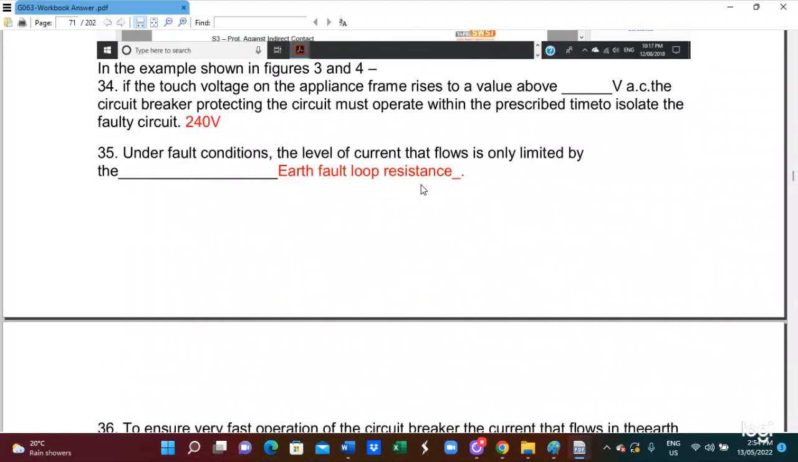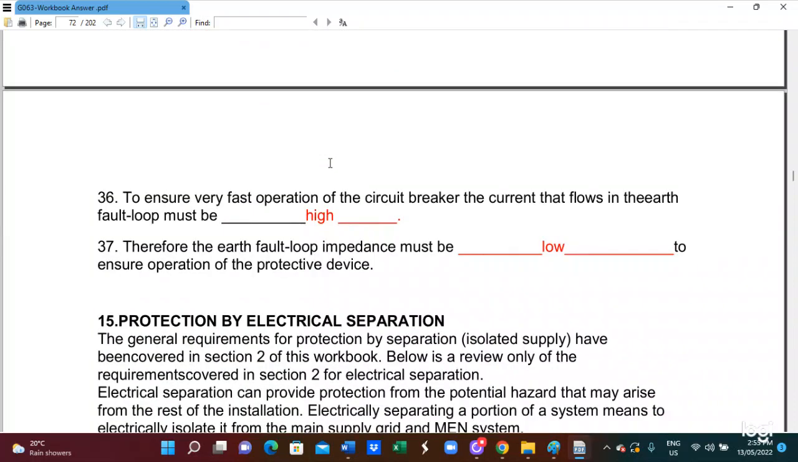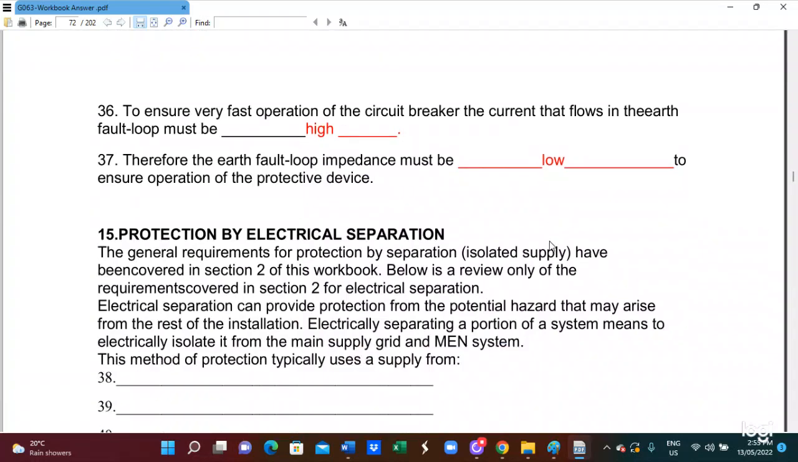And now this is a touch voltage applied to the body at about 240 volt AC. In this case, we have to provide a circuit breaker. It needs to protect the circuit. The circuit must operate within the disconnection time for the fault current. So to ensure the correct operation of the circuit breaker, the current flowing into the earth fault must be high, and therefore the earth fault loop impedance must be low.